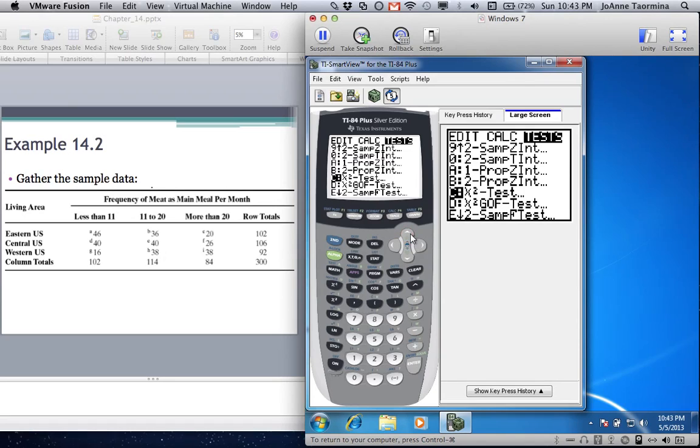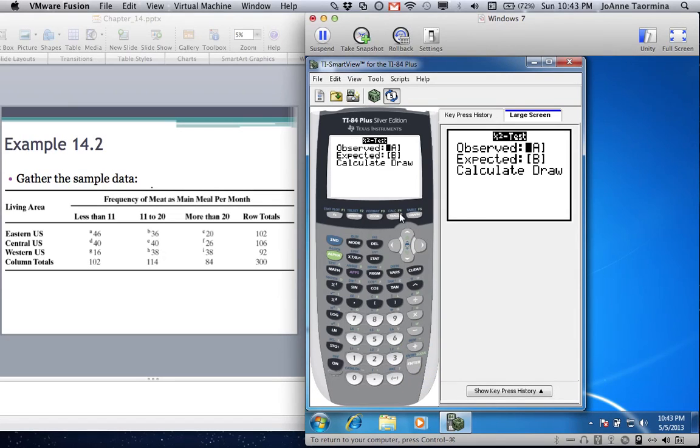Okay, be careful. There are two chi-square looking tests. One is called chi-square test, that's the one we're using. And then there's one called chi-square goodness of fit tests. The textbook can tell you more about the goodness of fit test. We're not going to do it in this class. So we're going to hit enter on C, chi-square test.